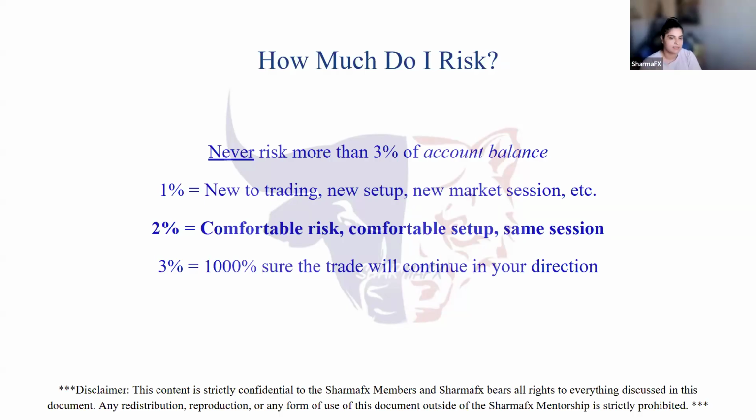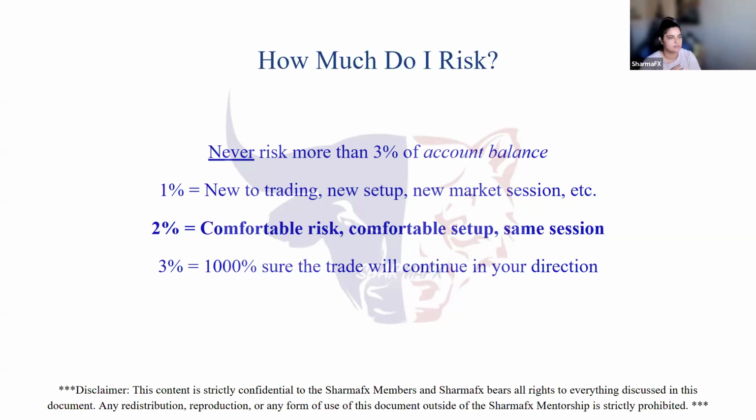But 1%, the way I break it down is 1%. It's if I'm new to trading, I'm trying out a new setup, I'm trying out a new market session. If I'm trying out a new pair, I've never traded fundamentals, maybe I'm trading that for the first time, I'm going with the 1%. That's my super, super low risk. Then I have my 2%.